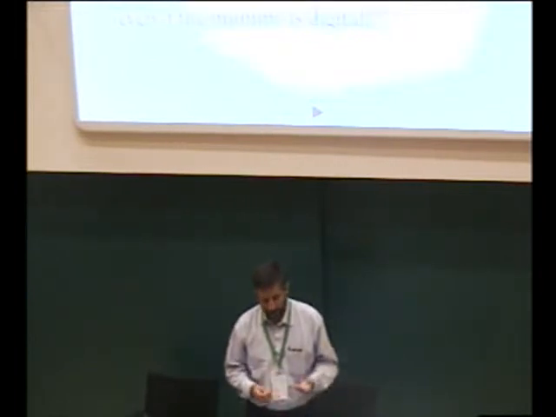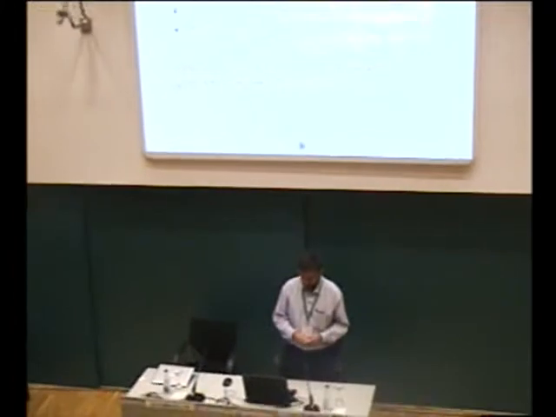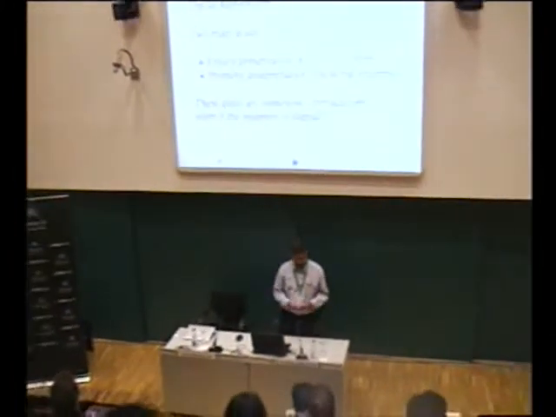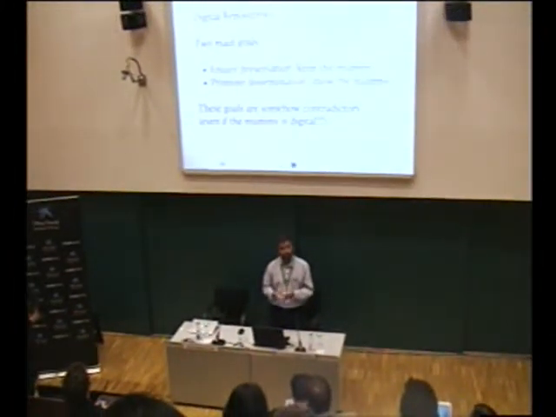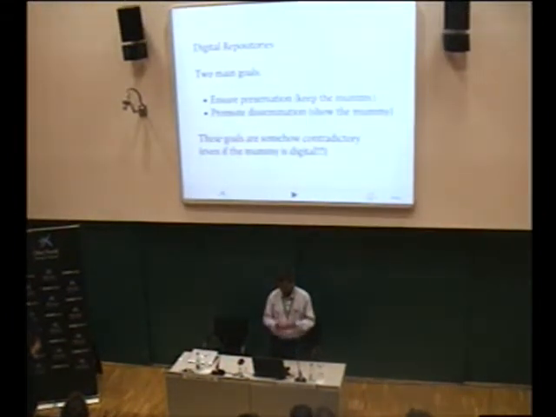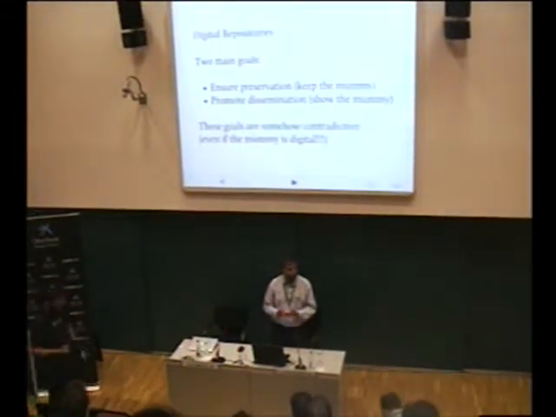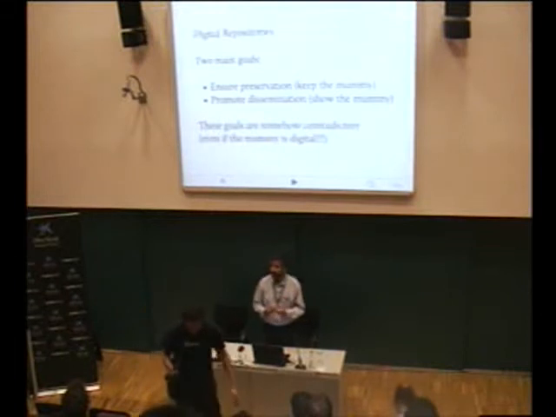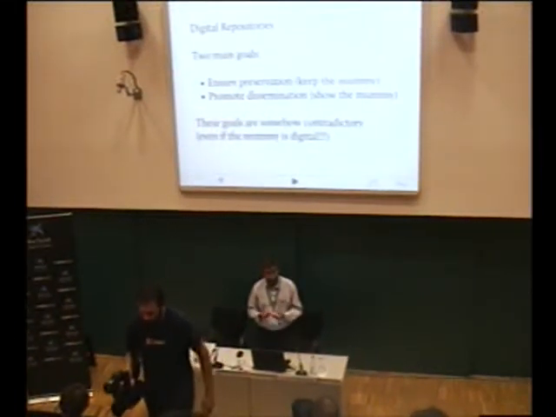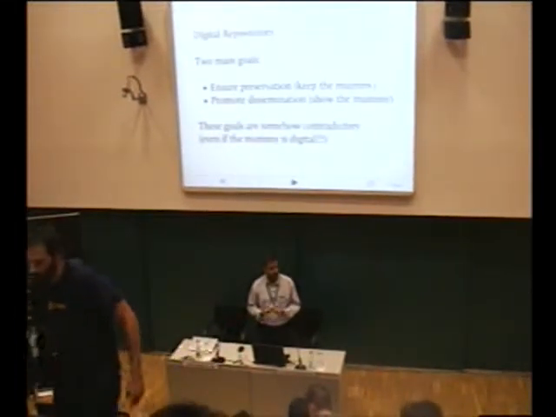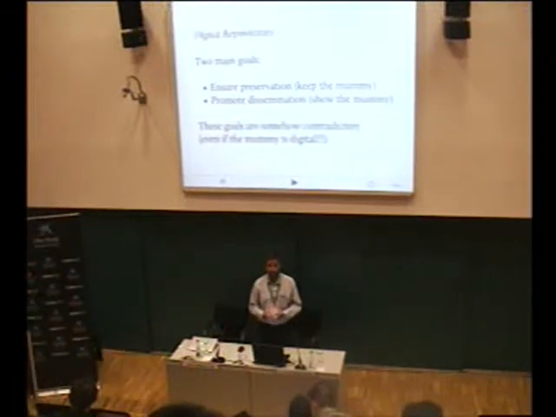So, what are the main goals for a digital repository? Both words were in the title of the presentation: preservation and dissemination. The idea is that we want to keep the mummy forever, and we also want, at the same time, to show the mummy. But in my opinion, these goals are somehow contradictory. You cannot do both things at the same time, at the same level.